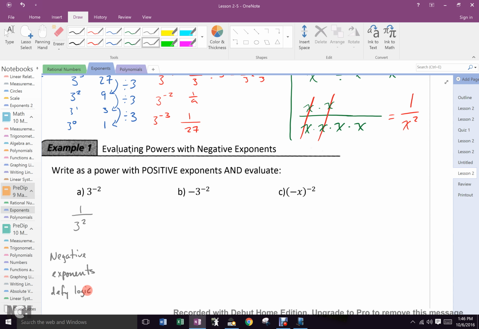So now I have exponential form, yes? Is it evaluated? No, because evaluated means there's no more exponents. So what does this become? 1/9. Somebody had a hand up over there. What was it? Okay. Now let's look at the second one.